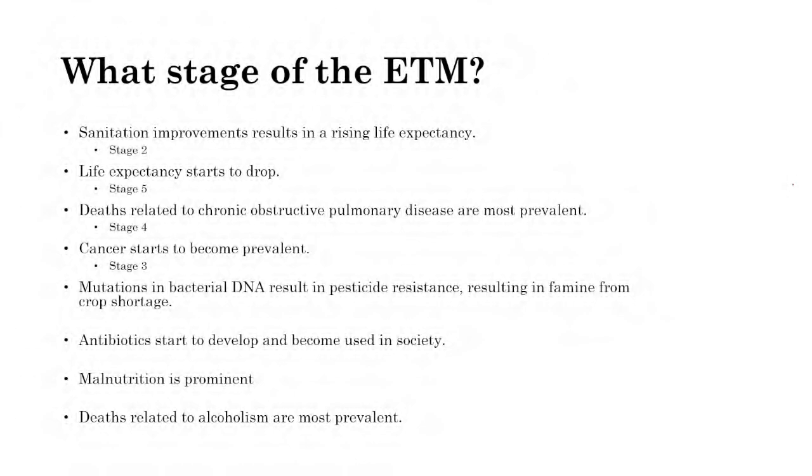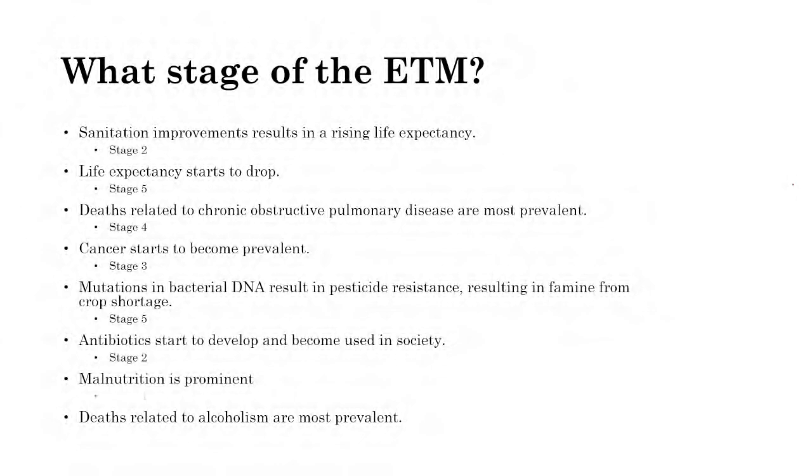Mutations in bacterial DNA result in pesticide resistance, resulting in famine from crop shortage. So we can automatically look at this, and it says mutation in DNA. It's particularly bacterial DNA. Bacteria cause bacterial infections, and when we see evolution occur and they have resistance to our known technology, that's going to be stage 5. Antibiotics start to develop and become widely used. That's stage 2. That's what causes the death rates to drop.